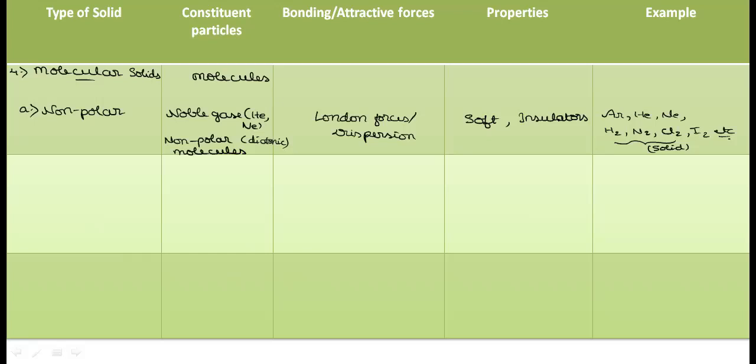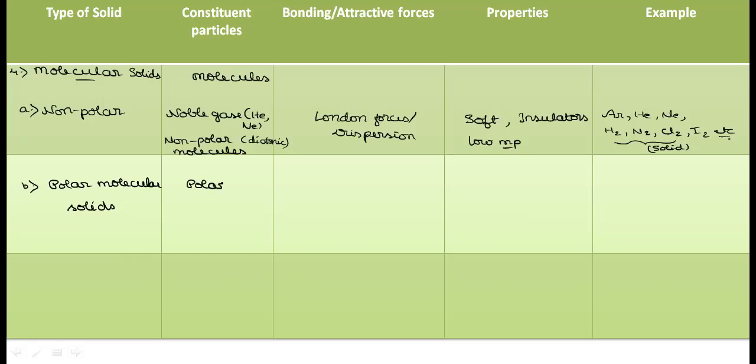And if we consider the melting point information, the previously discussed three types of crystalline solids, that is ionic, metallic, or covalent, will have high melting points, whereas molecular solids will have low melting points. Similarly, we'll consider another type of molecular solids, which are polar molecular solids. As the name indicates, the polar molecules will be the constituent particles.